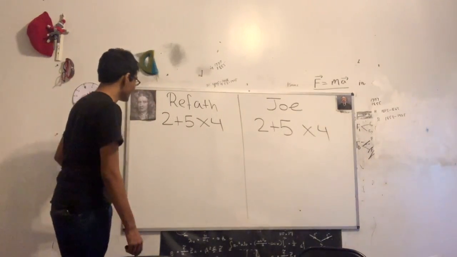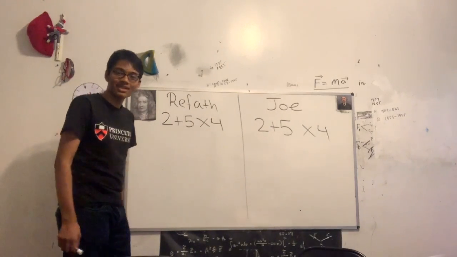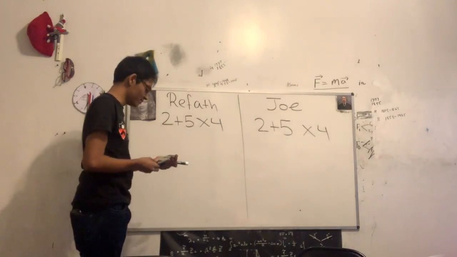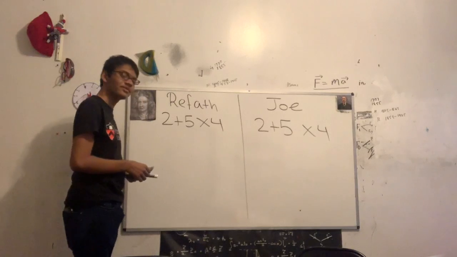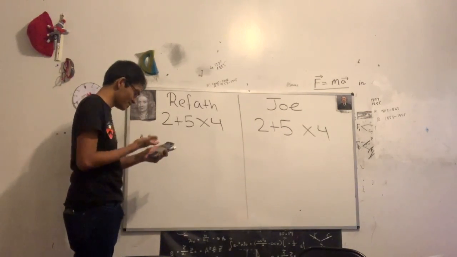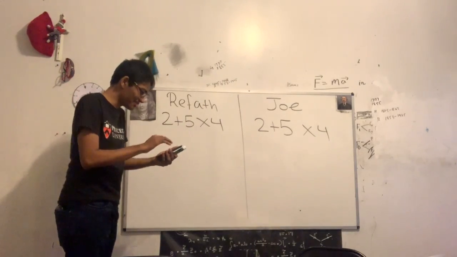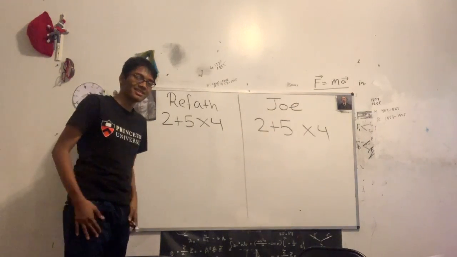This is so easy. 2 plus 5 times 4. Well, thank God I brought my calculator. Let's see. What should I type first? 2 plus 5 or 5 times 4? This calculator doesn't even have order of operations. Just cheap, 99 cents. I have to use something better.